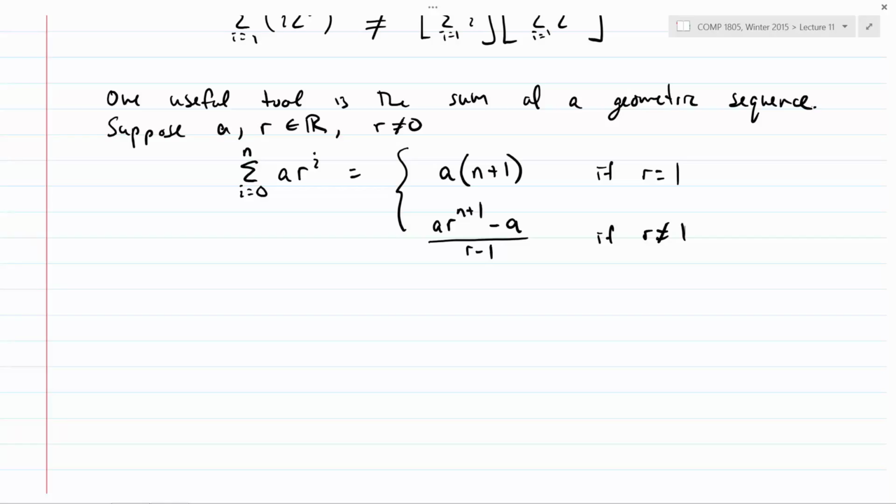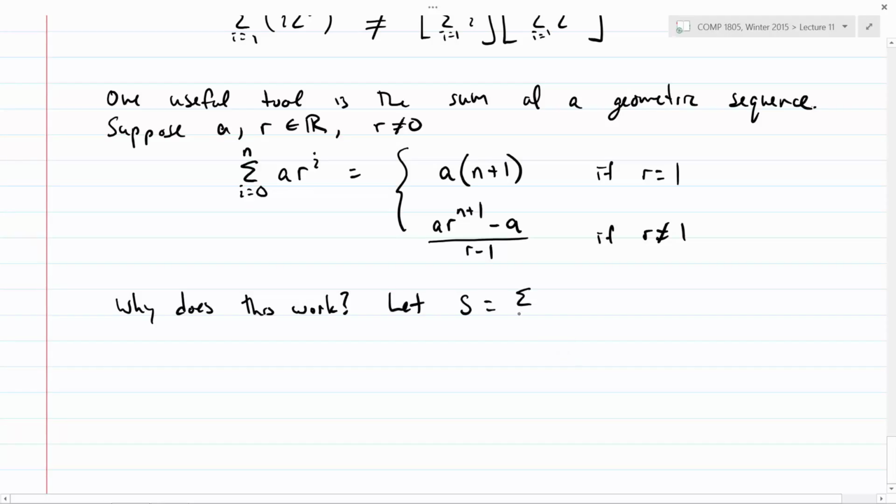It's not at all obvious, based on what we've done so far, why that would be the answer. It's hopefully clear why the top one is the answer, but it's not clear why the bottom one should be the answer, so I'm going to prove it to you. Let's say, just for shorthand, let S equal the sum from i equals 0 to n of A R to the i, just so I don't have to write it each time.